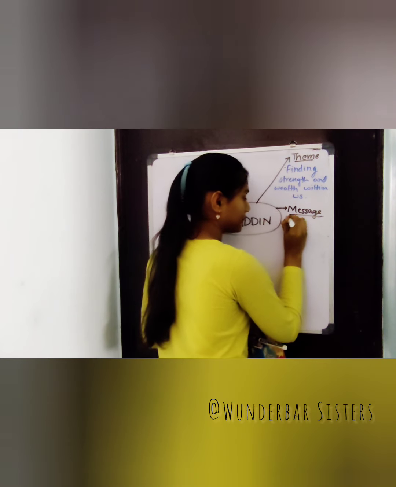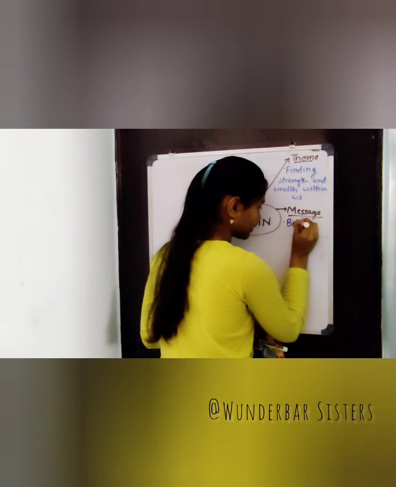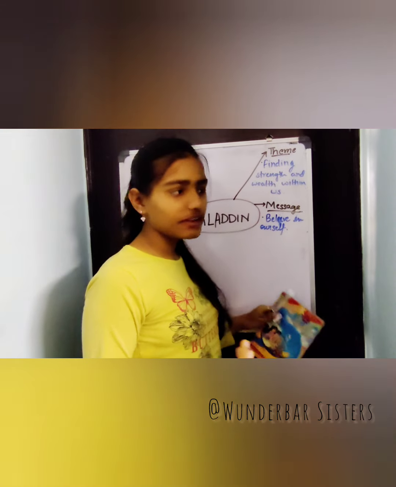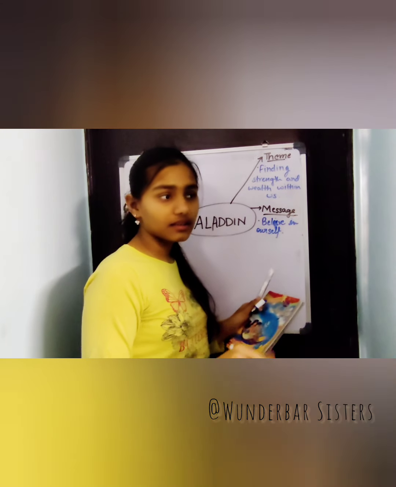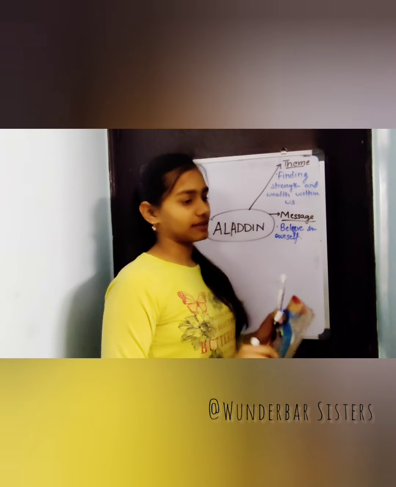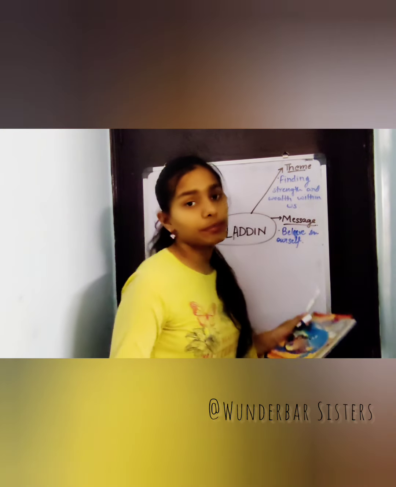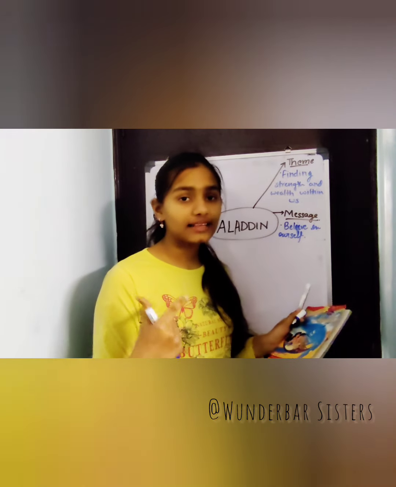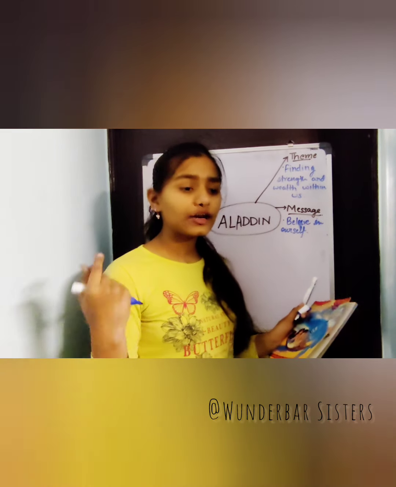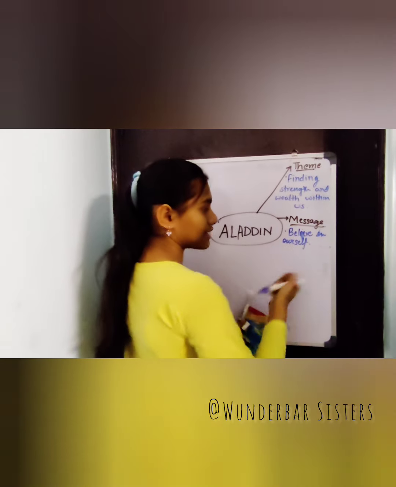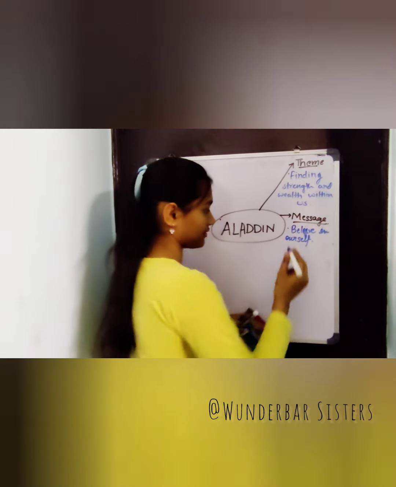Like the message the story Aladdin is giving us is that we should believe in ourselves. So we can write it, believe in ourselves. When we believe in ourselves, like the story said, the Cave of Wonders could only be entered by a diamond in the rough. Now that diamond in the rough could be poor as well as rich. But for being the diamond in the rough, Aladdin had to be true to himself. He had to be loyal, he had to be true, and he had to believe in himself. Like I said, one of the messages: believe in ourselves.